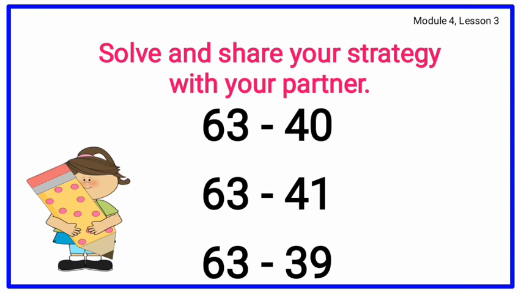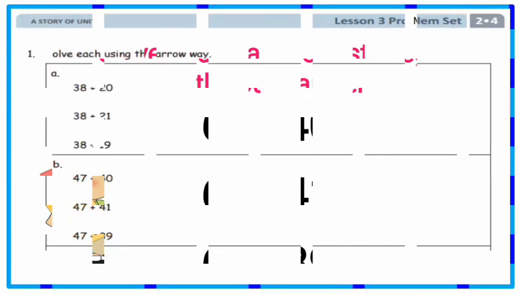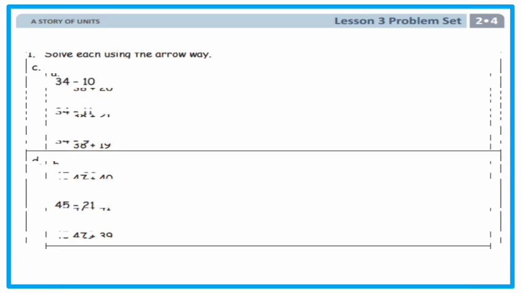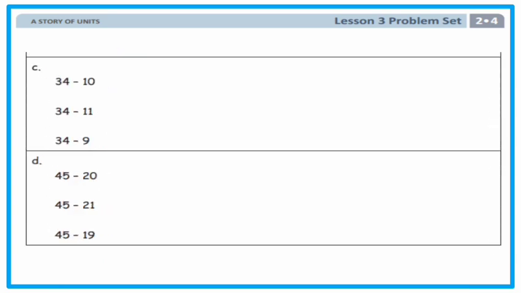If you're done with that, then start up with the problem set of lesson 3. Solve using the arrow way. Solve each of those problems using the arrow way. Okay? We have enough space in the book. Please just solve and solve correctly. It's very easy. All right. Okay, moving on.